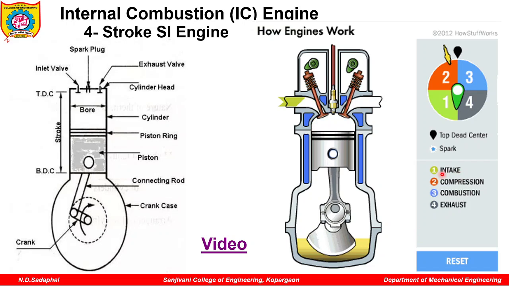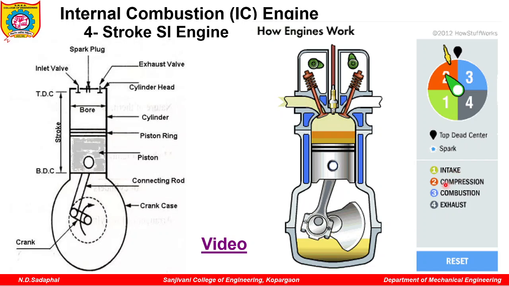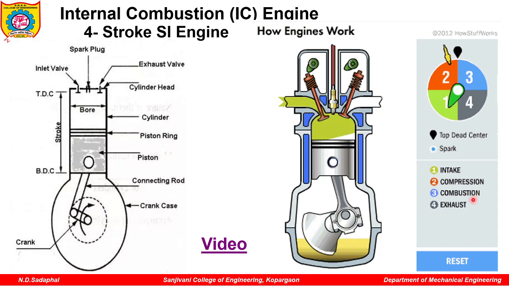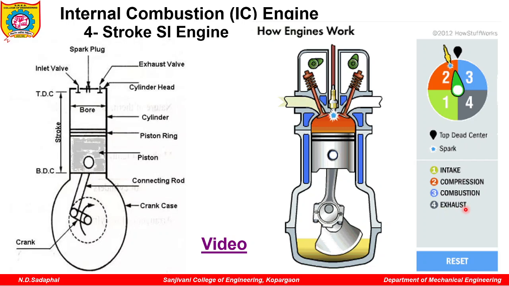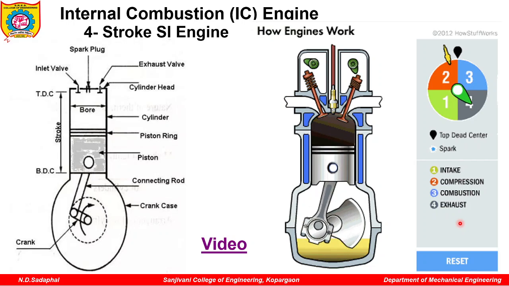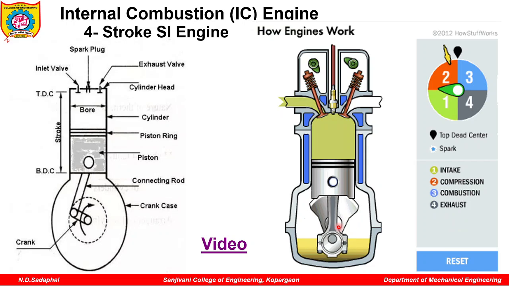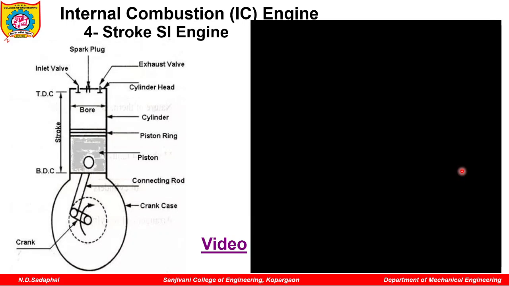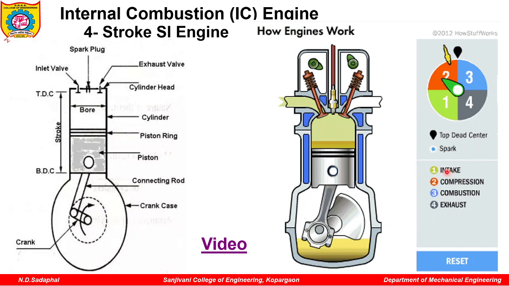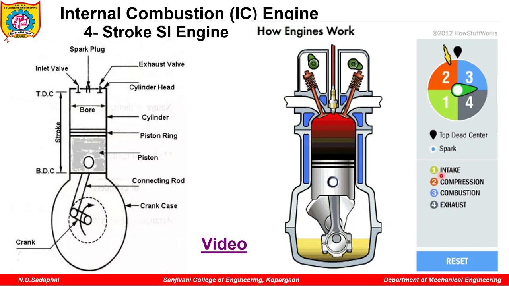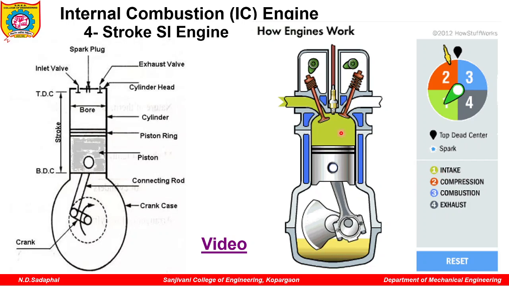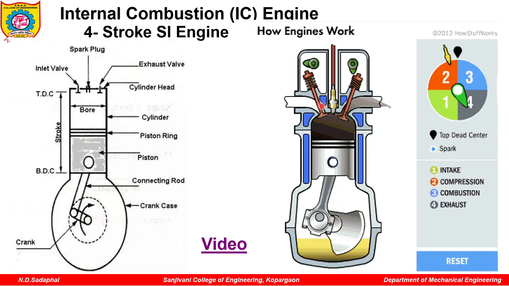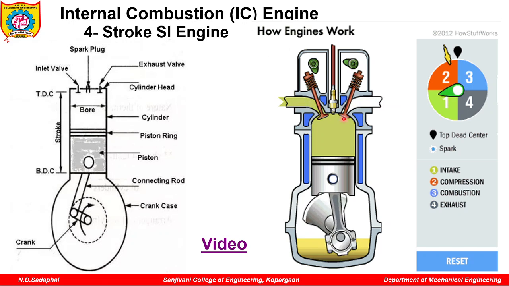The first stroke is the intake stroke, also called the suction stroke. Second is compression. Third is the combustion stroke, also called the power stroke. And the last stroke is the exhaust stroke. So how are they carried out? The first stroke is called the intake, inlet or suction stroke. In it the piston moves from TDC to BDC. At that time the inlet valve is open and the outlet valve is closed.